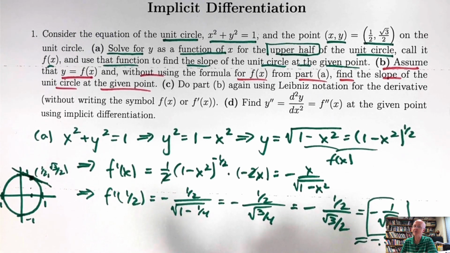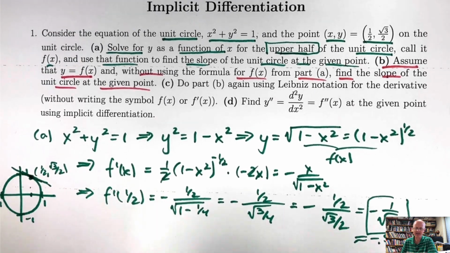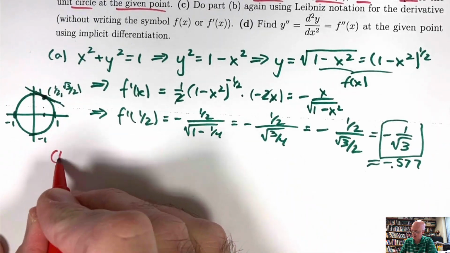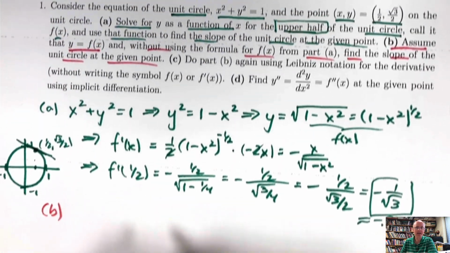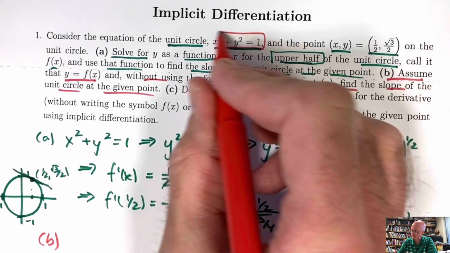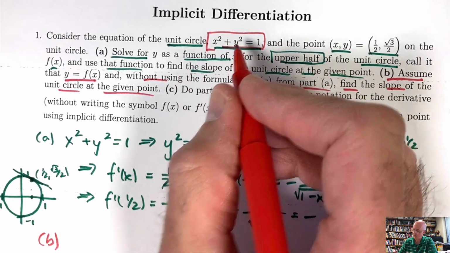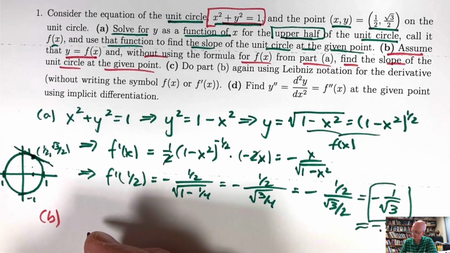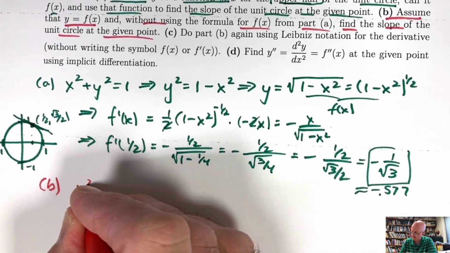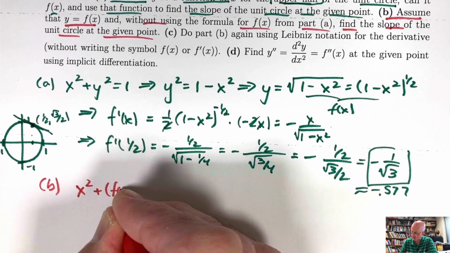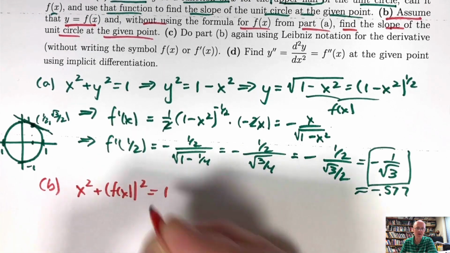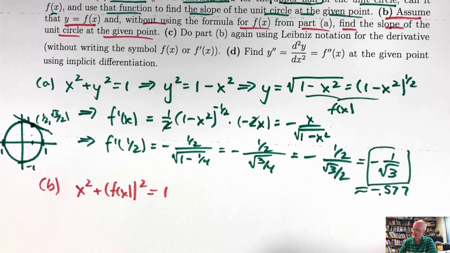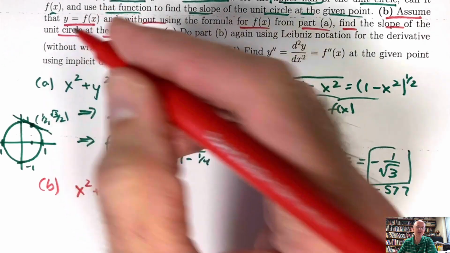We're going to go ahead and find this derivative without actually using the formula for the derivative as we did in part A. So that begs a question, how in the world do we do that? Well, what you want to do is, in the unit circle equation up here, replace the y with the function f of x. So instead of writing x squared plus y squared equals 1, I write x squared plus f of x squared equals 1. I'm replacing y with a function f of x that I'm assuming exists.